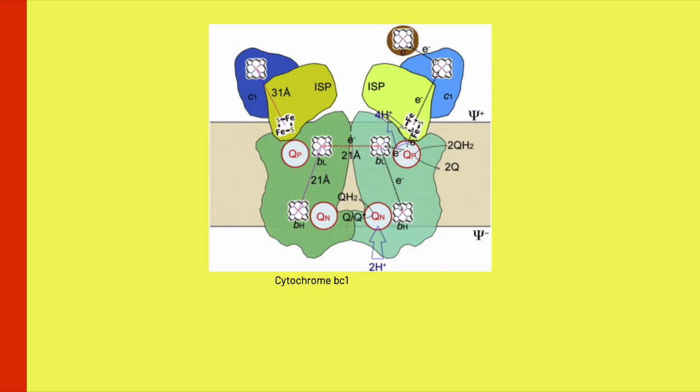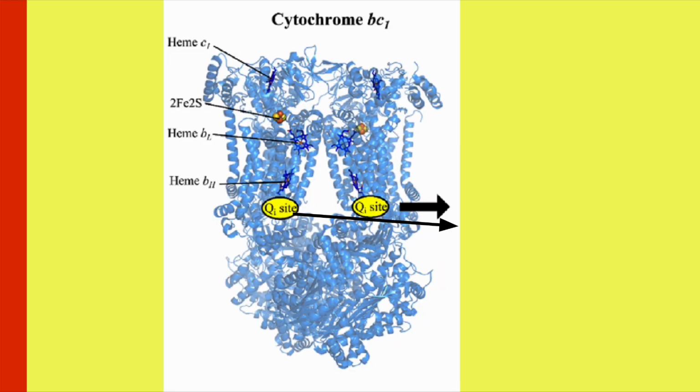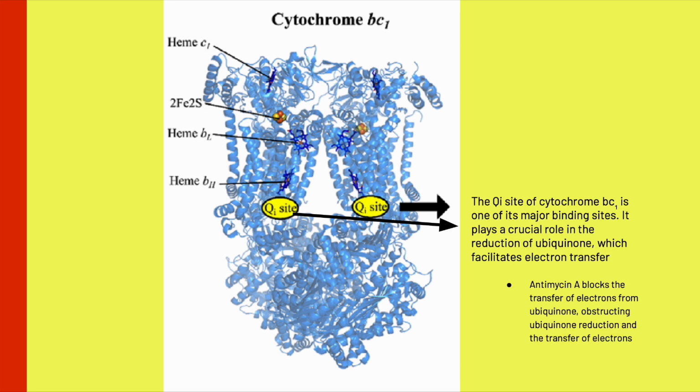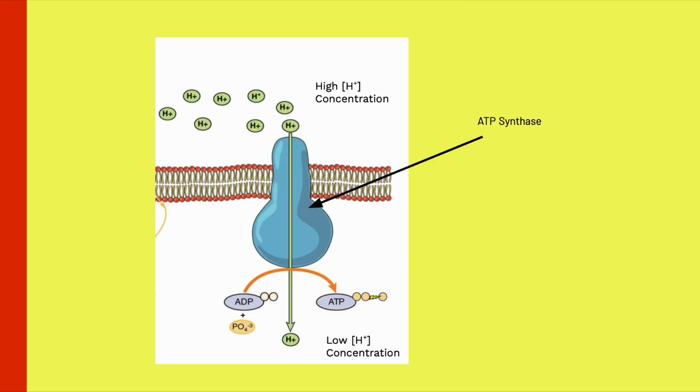Specifically, it binds to the QI site of the cytochrome BC1, where it blocks the transfer of electrons from ubiquinone, obstructing ubiquinone's reduction, preventing electrons from moving along the electron transport chain and being received by oxygen at the end. This means the released energy during transportation to higher affinity acceptors cannot be used to pump protons into the intermembrane space.